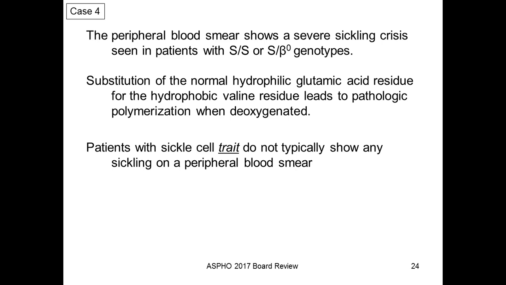As I said, you substitute a normal hydrophilic glutamic acid residue for a hydrophobic valine residue. And so this leads to pathologic polymerization. And if you have a sickle cell trait, you typically do not show any sickling on a peripheral blood smear.